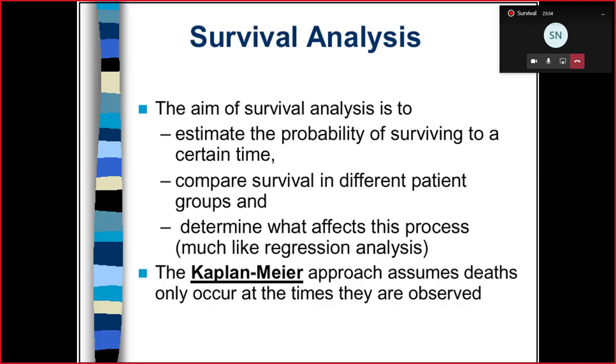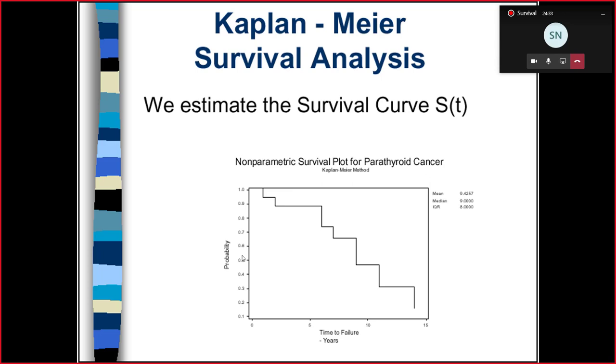So what is the aim? Your aim is to estimate the probability of surviving to a certain time. Then you will compare the survival in different patient groups. Example, those yang undergo treatment A versus those undergo treatment B. And see what of all the factors, what affects the survival time. So what is the analysis? We use Kaplan-Meier. Okay, and the Kaplan-Meier assumes that death only occur at the time that they are observed. So this is how we estimate the survival curve.